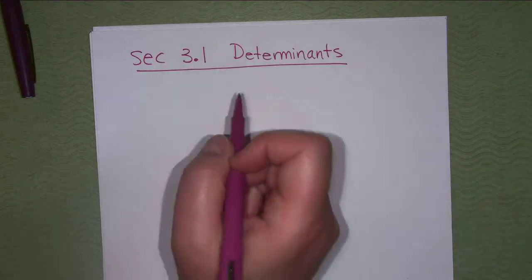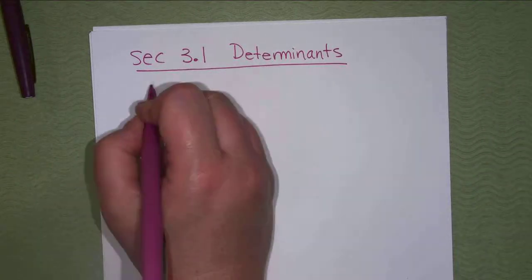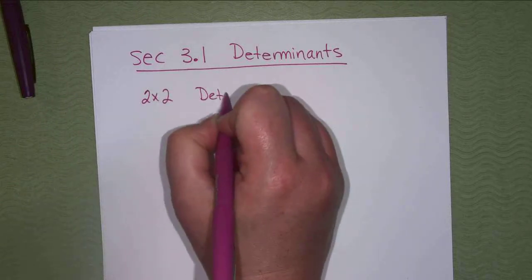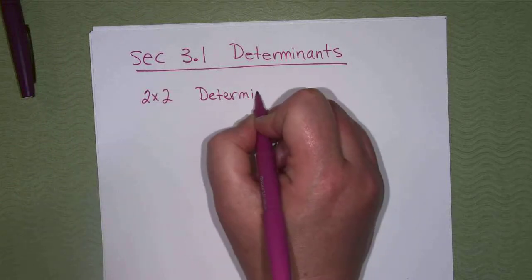Okay, so section 3.1 is determinants. So a 2x2 determinant, we already talked about this. How do we find it?